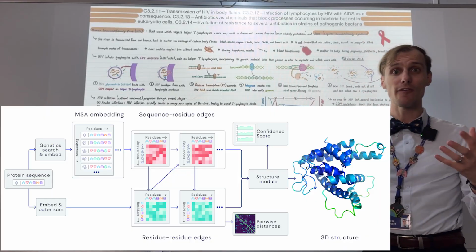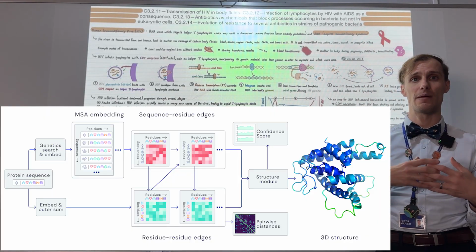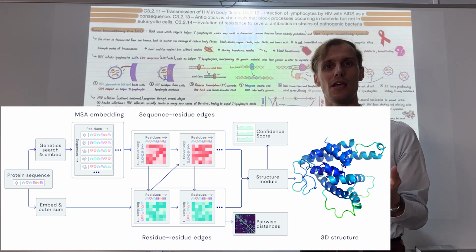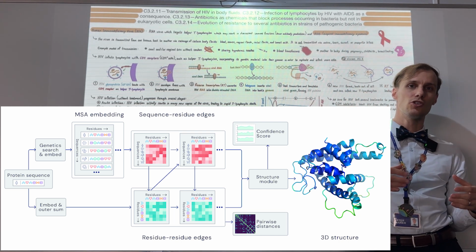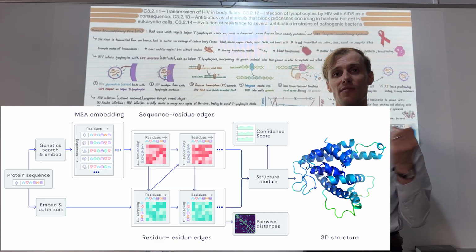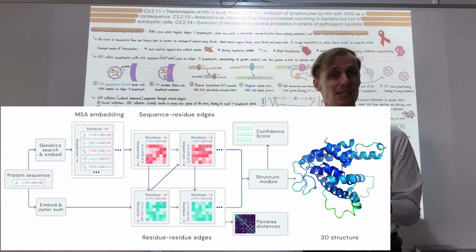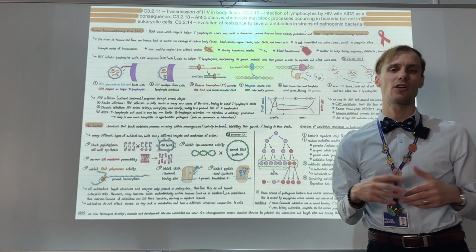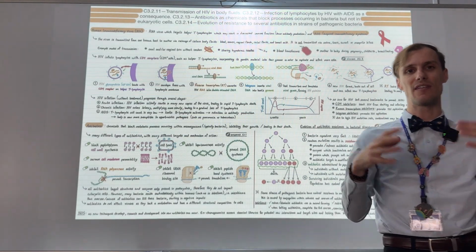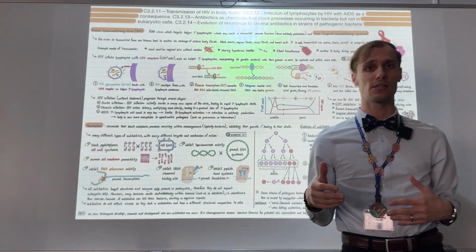AlphaFold is an AI program that has been trained on thousands of different protein folding configurations, and it is now able to fairly accurately predict the structure of a protein given a gene sequence or an amino acid sequence. There have been a lot of technical advancements that can really help us turn the tide, so to speak, in the fight against antibiotic resistance.